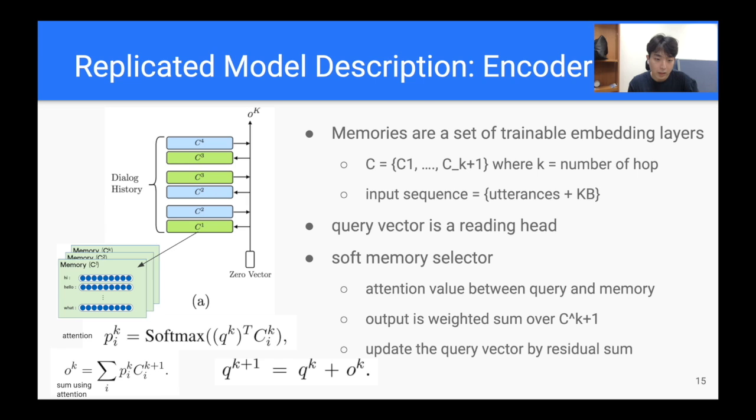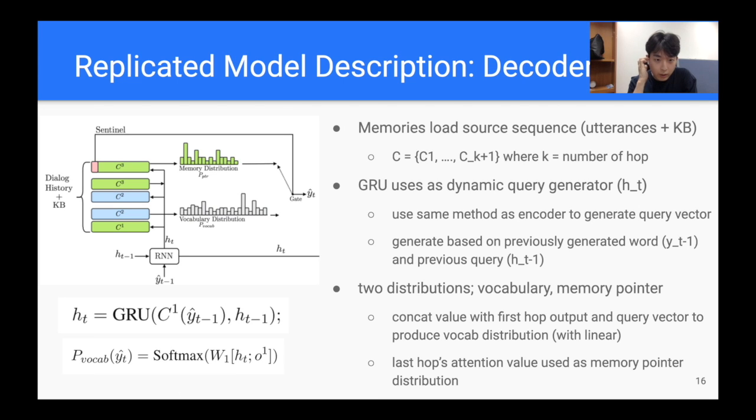Finally, it updates the query by the residual sum of the current query and output. The decoder loads the input sequence, which is the utterance and knowledge, into its memories. Instead of using a zero vector as the query vector, the decoder uses a GRU to generate it.